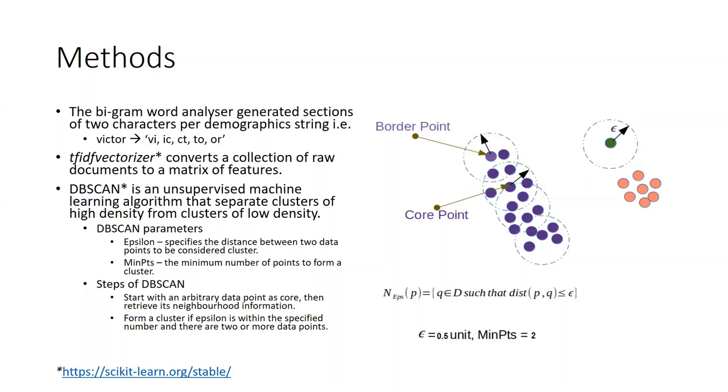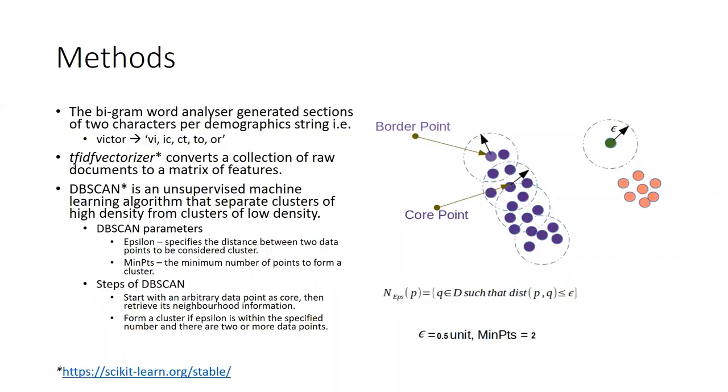And then we ran this through a TF-IDF vectorizer. So this converts the raw document into a matrix of features. So it now converts it into numbers that a machine learning model can use. But being that we're using TF-IDF, it weights the string according to how important this section of string or bigram is to the whole corpus.